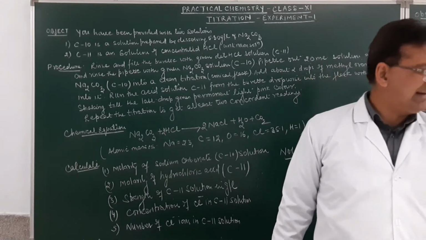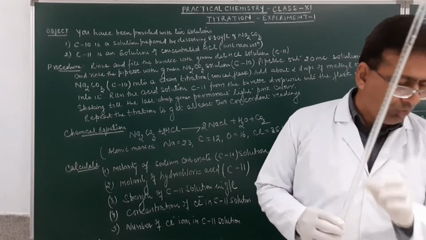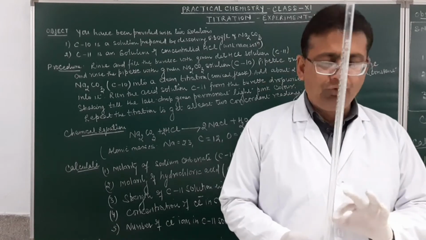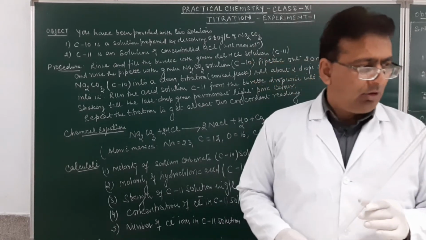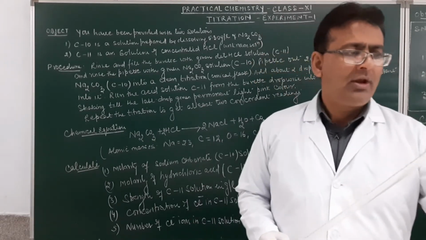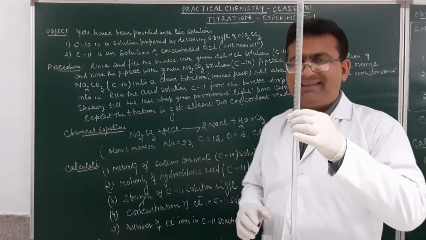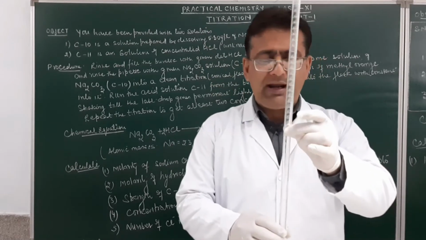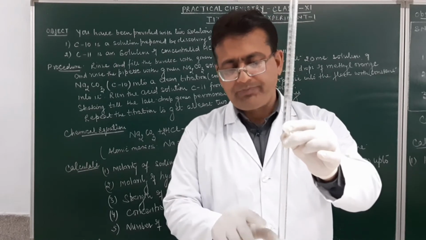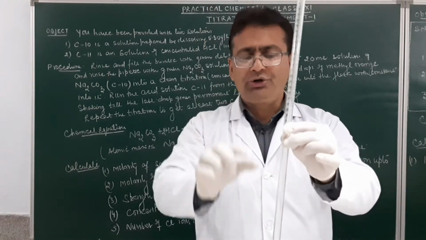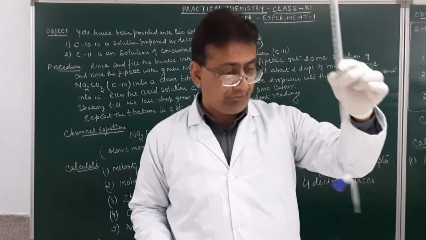First of all, before starting the practical work, you must be aware of the apparatus which are to be used. We use burette, pipette, conical flask and the clamp stand. Student, this is a burette. You may see over here. This apparatus is called a burette. It is marked from 0 to 50. This is a knob to release the solution from the burette.